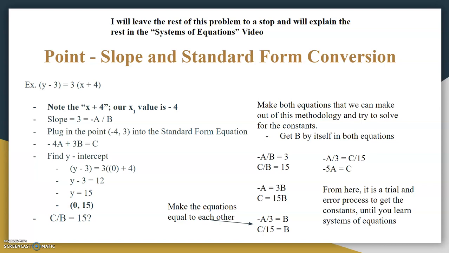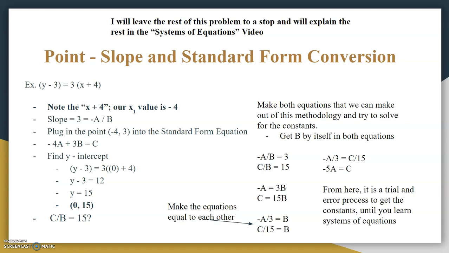Therefore, we know that c divided by b is equal to 15, since c divided by b leads us to our y-intercept. We also know that negative a divided by b is equal to 3, because our slope is equal to negative a divided by b. Let's make both of these equations equal to each other. Let's figure out what we can get out of using this methodology.